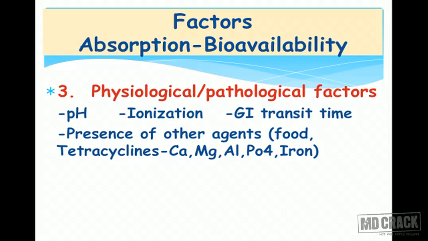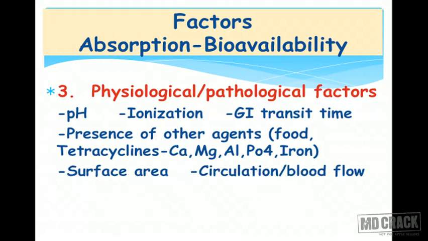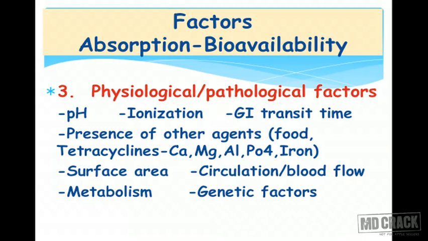Are there any other substances present in the stomach along with this particular drug? For example, food and tetracyclines, they can affect the absorption. Calcium, magnesium, aluminum, phosphorus, iron, they can affect the absorption. The surface area, what is available for absorption. Let me remind you of Fick's law of diffusion. More area, more absorption. The circulation and the blood flow. If the blood flow is better, absorption is going to be better.